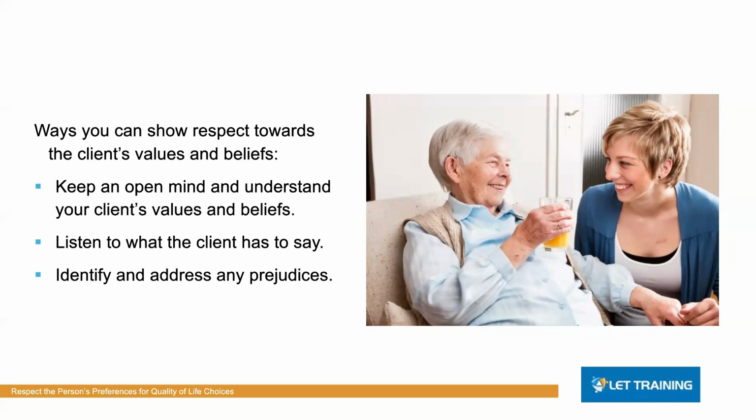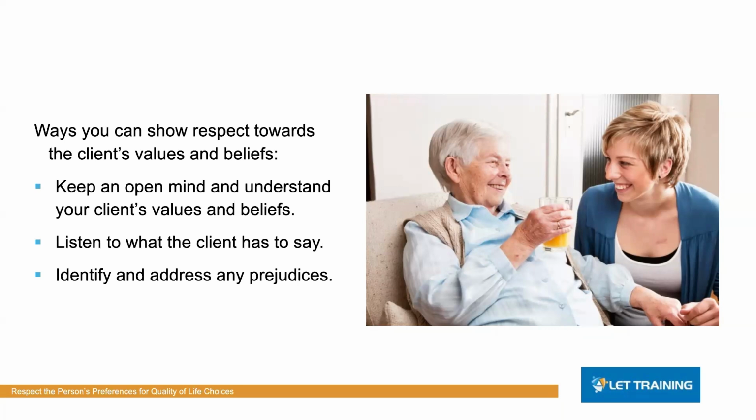Listen to what the client has to say. Listen attentively with the intent to understand, not to contradict. When the client is aware that you are hearing the words and the content of what they are saying, they will feel respected. Listening will also help you understand more about the values and beliefs important to your client. Listening will help you understand the life they live and the choices they make, including those related to their care. For example, end-of-life decisions.